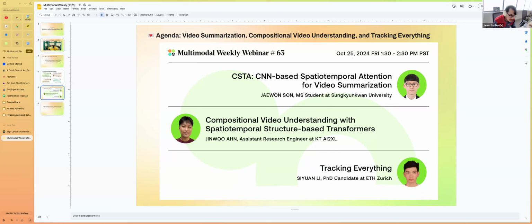The second speaker is going to be Jaewon Son, who will talk about his work CSTA, convolutional neural network spatial temporal attention for video summarization. Obviously, a very interesting topic for Twelve Labs as we also build solutions for video summarization and question answering. And finally, Jinwoo Ahn, who will talk about compositional video understanding with spatiotemporal structure-based transformer. Obviously, video understanding is a very relevant topic for us. So yeah, excited to hear more about the methodology that you built for this work.